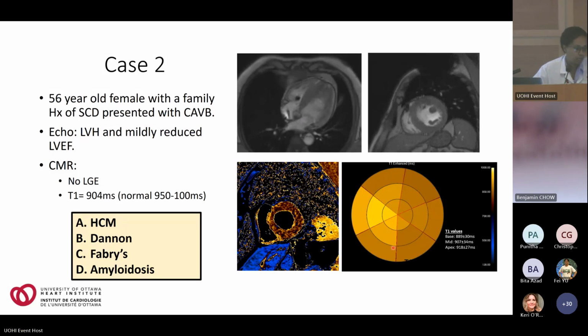So any one of these, especially Danon and Fabry or amyloid, can present with an AV block. It's quite uncommon with HCM itself, so it could be either one of these. We'll see.